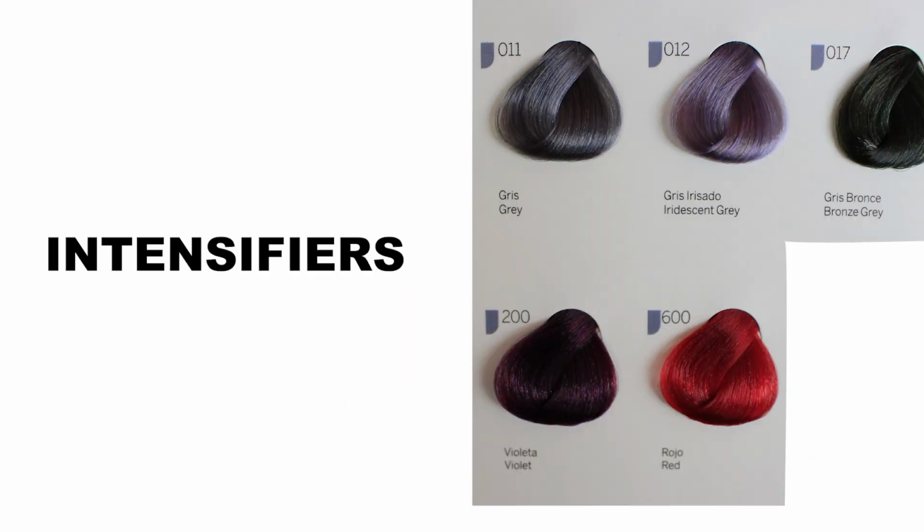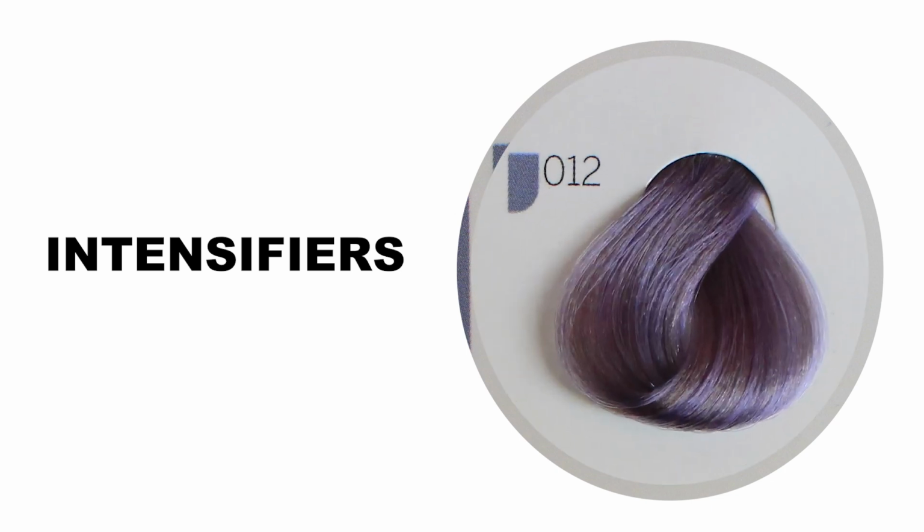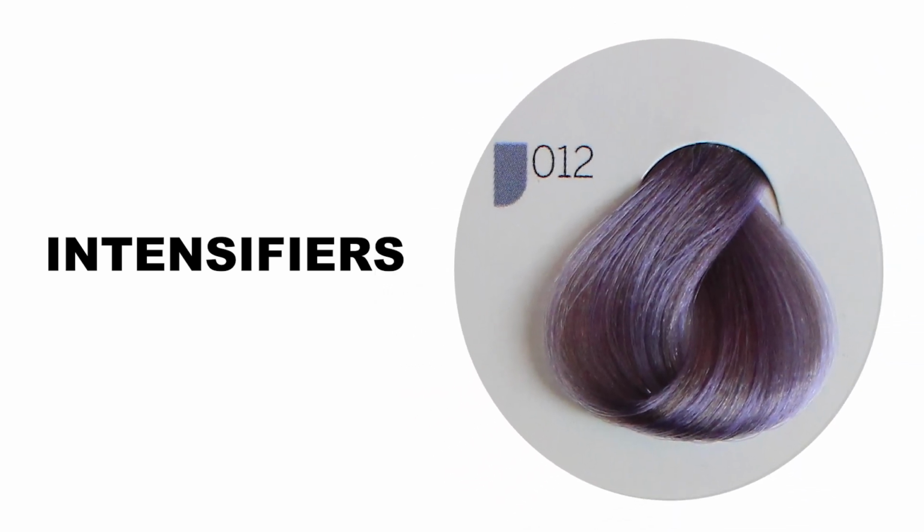Color intensifiers. Many of you have asked me repeatedly how to get them and what they are like in detail. These are the ones I add to the dye to achieve purer tones. And there's the iridescent ashy one, which is the one I use the most because it has ashy with violet. This helps me eliminate yellow highlights.